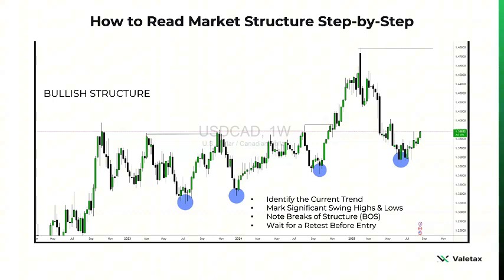What I would normally do is first identify the current trend. I would mark out the significant highs and lows. Then I would also pay attention to the breaks of structure. Then I would wait for a retest before entry. So now, how do I identify the current trend? Like I said from the beginning, the basics of every trend is rooted in how the structure plays out. So this is what I mean.